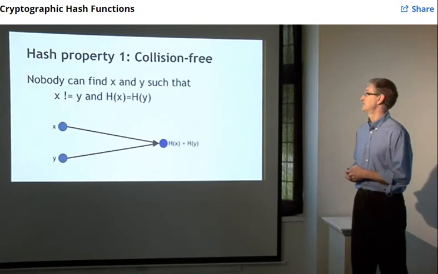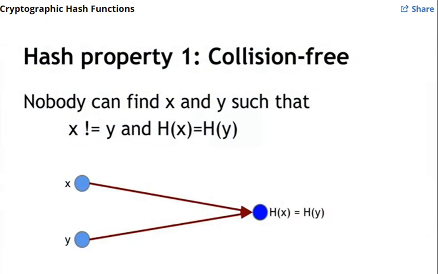So first, collision-free. The first property that we need from a cryptographic hash function is that it's collision-free. And what that means is that nobody can find values x and y, such that x and y are different, and yet the hash of x is equal to the hash of y. If we look at the operation of the function as depicted by one of these red arrows, here's x and h of x, and here's y and h of y, then nobody can find a situation like this, that you have an x and y that are separate, and yet when you hash them, they hash to the same value.